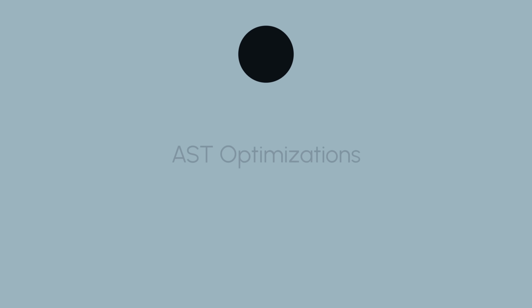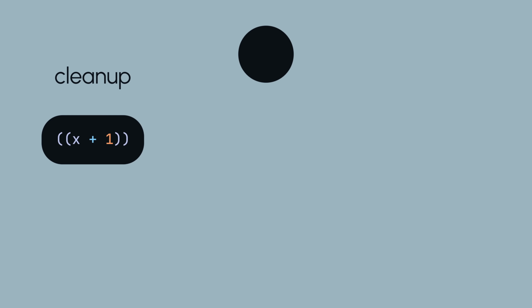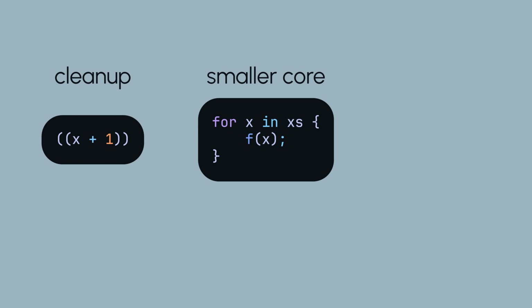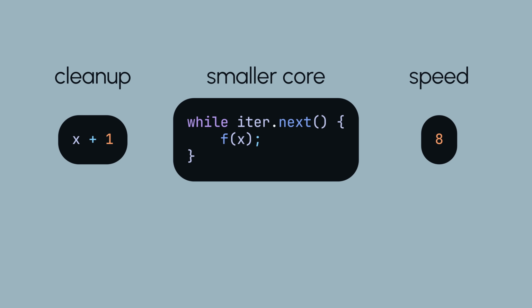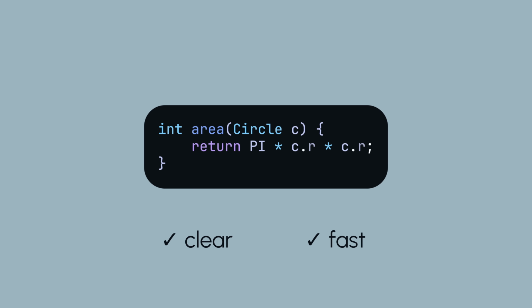And that's the AST optimization stage. Some of it is plain cleanup, some of it is helping the rest of the compiler with a smaller core language, and some of it is speeding things up. And taken together, all of this is really what lets you focus on writing clear, well-architected code, without having to hand optimize everything for performance.